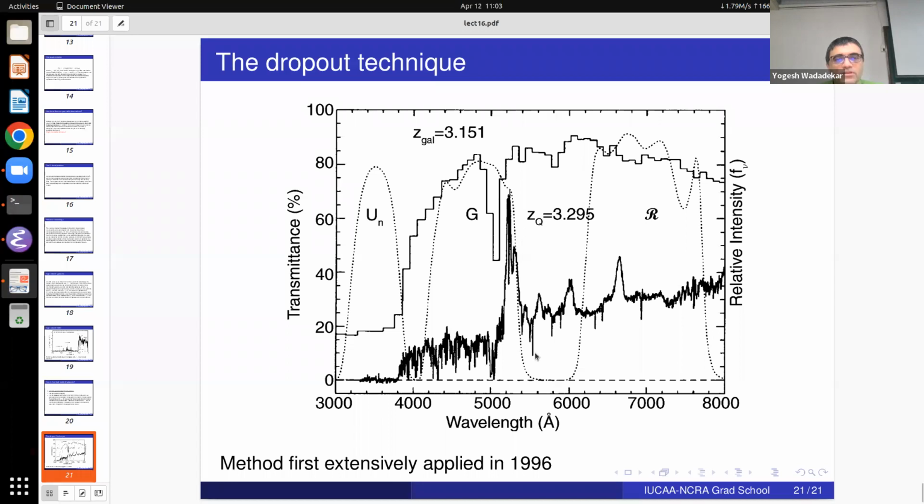Yeah. So this method was first extensively applied in 1996 by Chuck Steidel and collaborators at Caltech. But now it has been used by many, many people to find literally thousands of galaxies at redshifts greater than 3. Okay, so we will stop here.